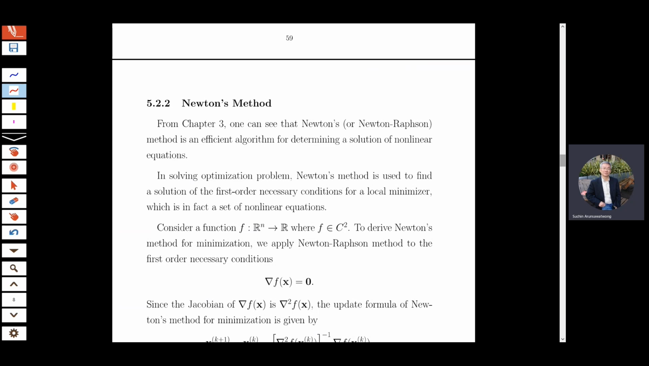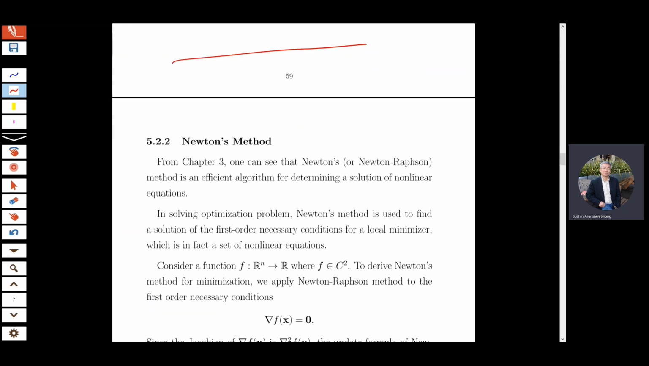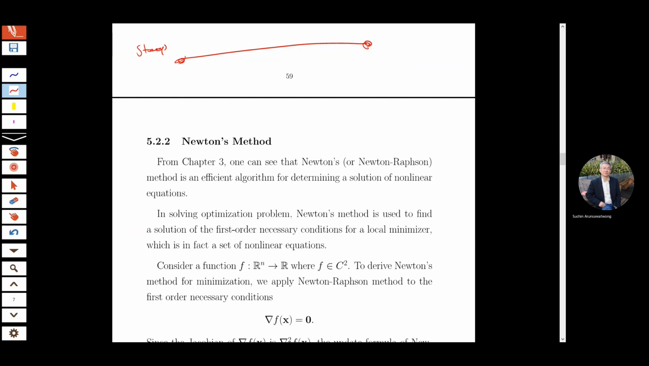And so the steepest descent is at one extreme, which can be very slow and not efficient. Now we'll see another method, which is at the other extreme, which is Newton's method. So the idea is this: the steepest descent is at one end, whereas Newton's is at the other end.